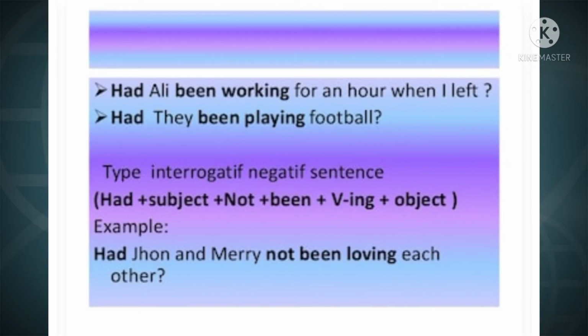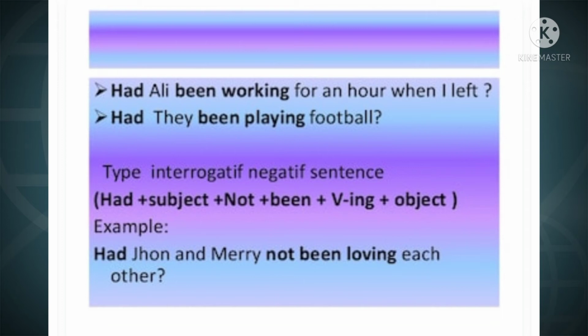Look at the structure of interrogative sentences in past perfect continuous tense. The structure of a statement is subject plus had plus been plus the ing form of the verb. In order to make a question, as we were doing with other tenses, just place the have form, the auxiliary verb, at the beginning.